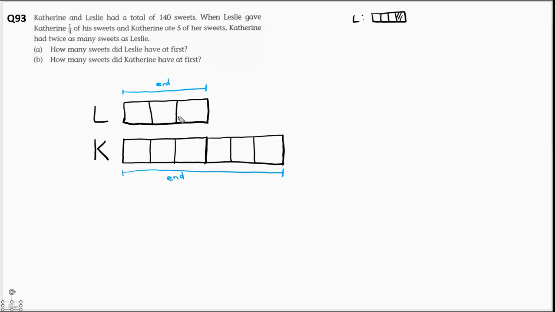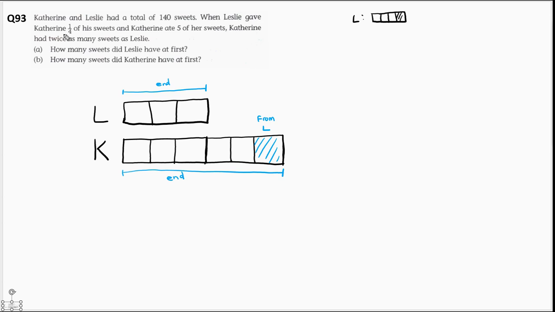We need to work backwards and see what happened. Now it says that when Leslie gave Catherine a quarter of his sweets, so one of these quarters came from Leslie. Okay, so let's say this is from Leslie. That used to be here, didn't it?